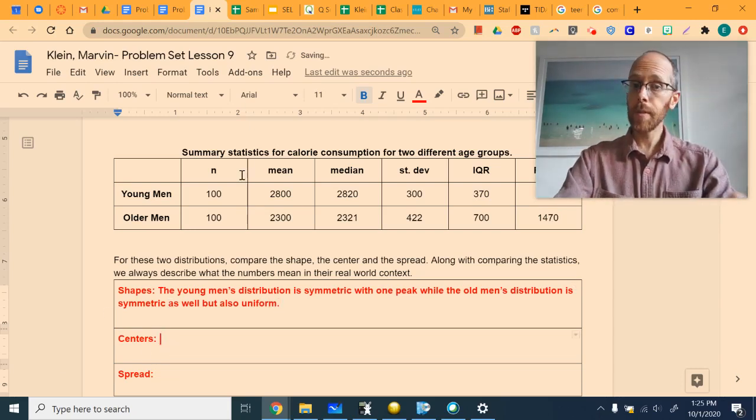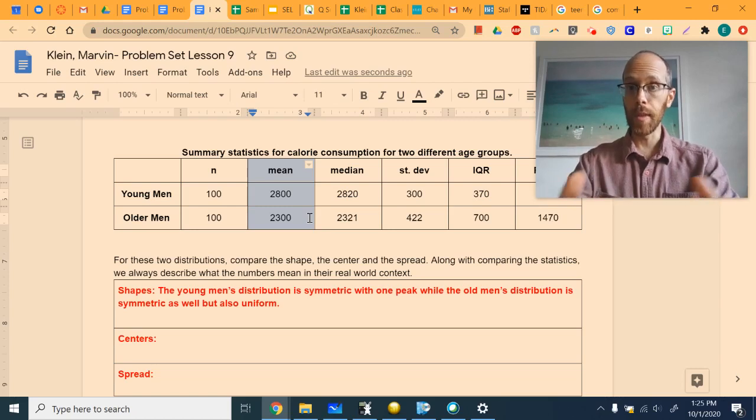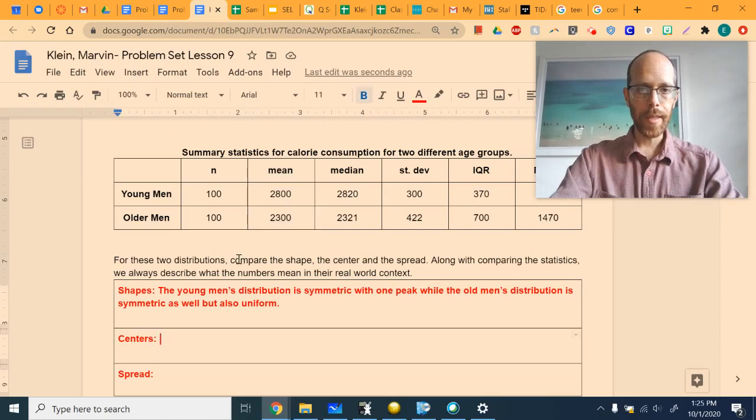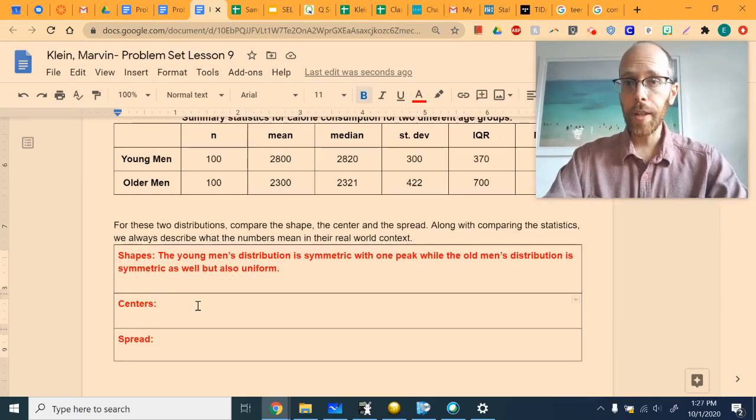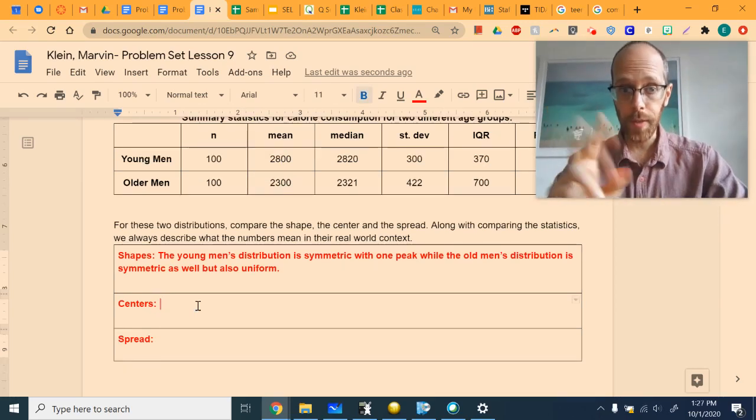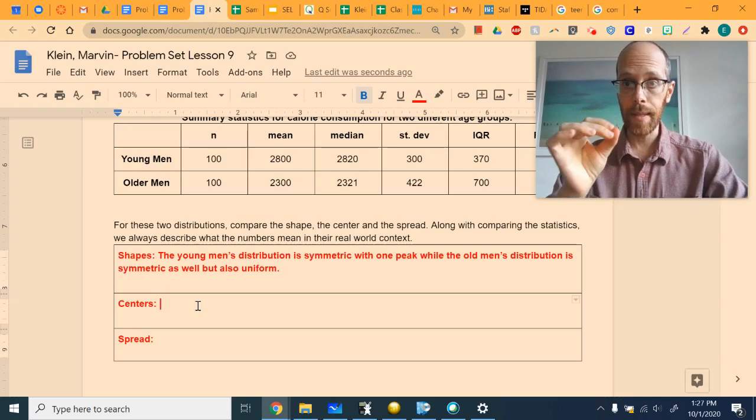Now the centers. For the center, you have to make a choice. You have to decide whether to use the mean or the median. And since there is no skew and no outliers, we choose the mean. If there had been skew or outliers, we would go with the median. So let's see. Here are our means. I noticed that the young men's is 500 larger than the old men's. All right, so here goes our 2 sentences for describing the center.